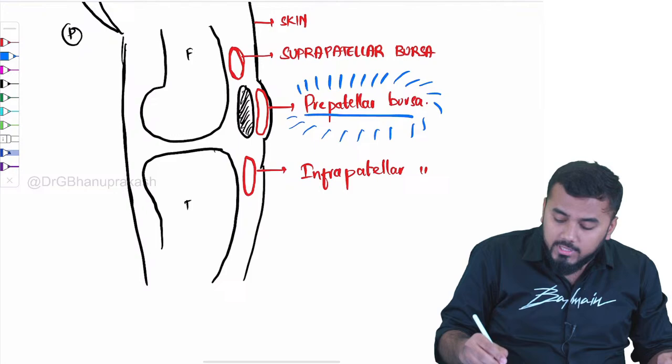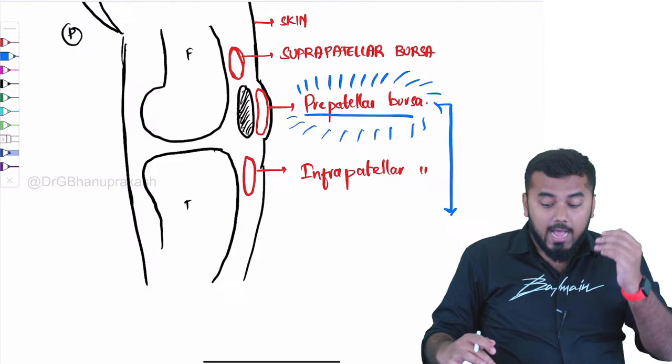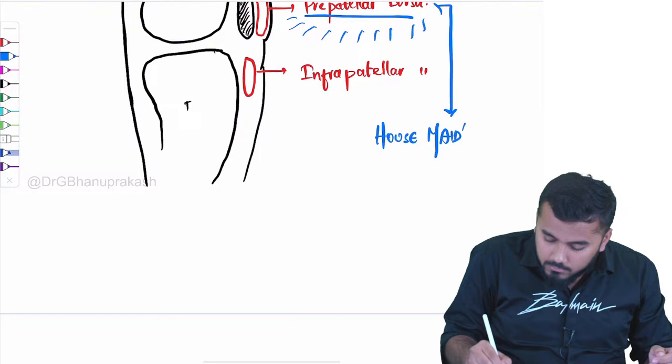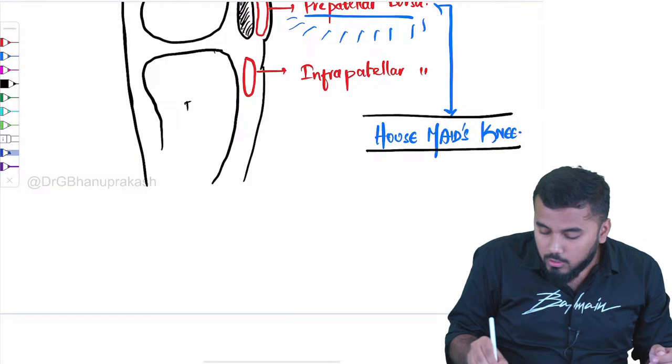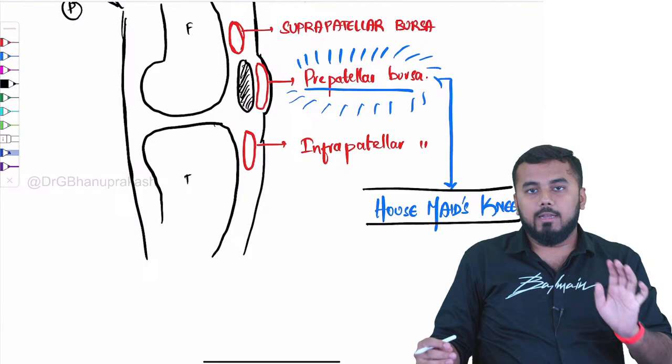So this prepatellar bursa inflammation is called prepatellar bursitis. The other name which is given for this is housemaid's knee. So from today onwards, if anyone asks you what is housemaid's knee, you have to tell them that simply it is because of the inflammation of prepatellar bursa, because of the friction.